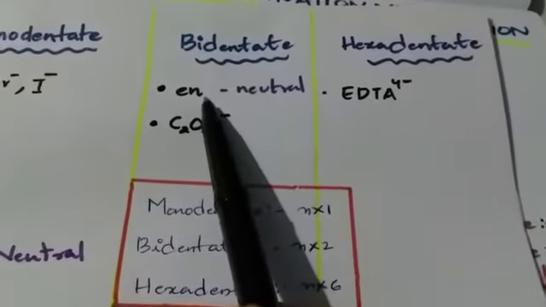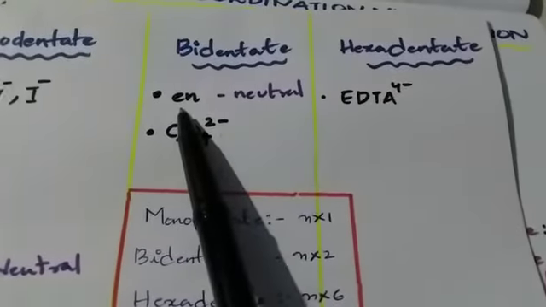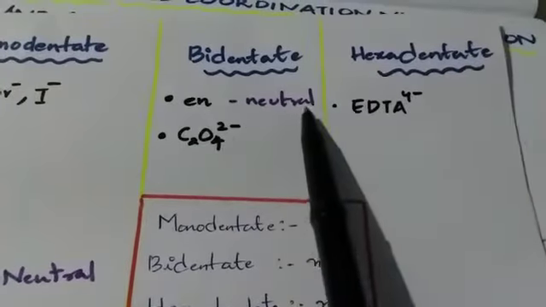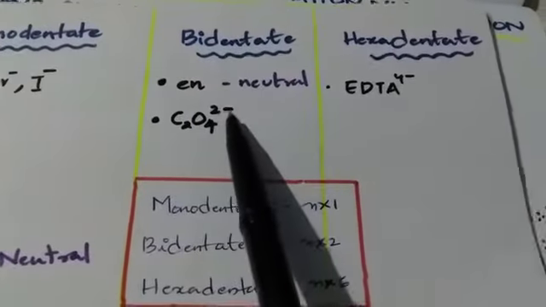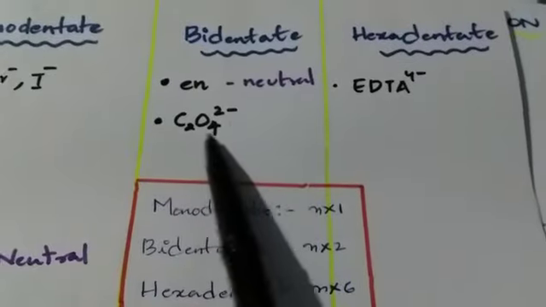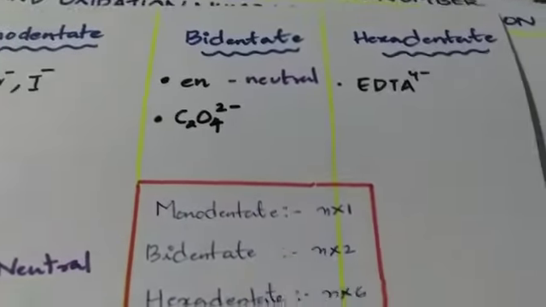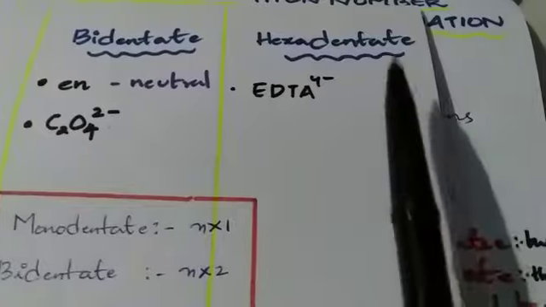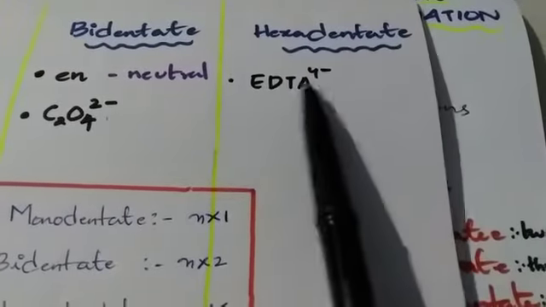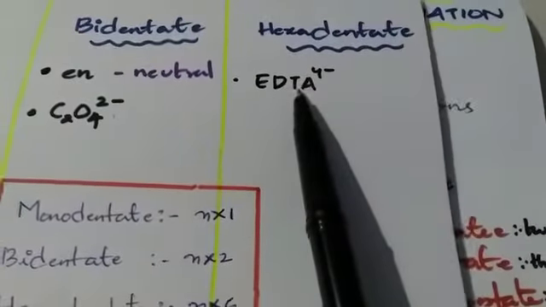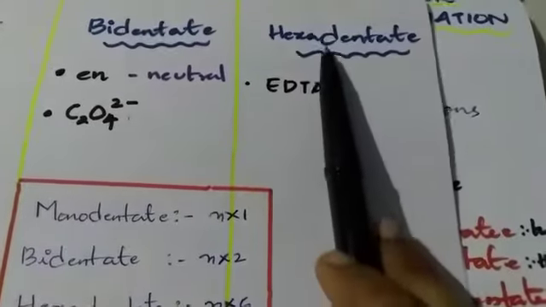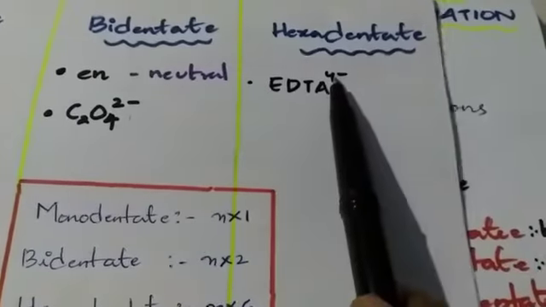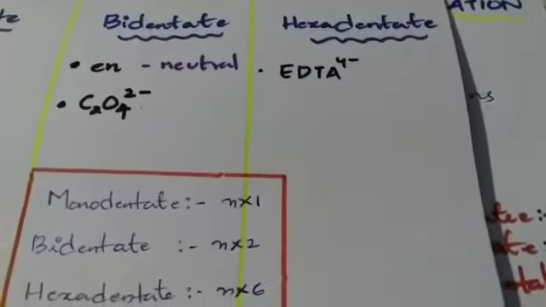This is the example of bidentate ligands: en and C2O4 2 minus. En is ethylene diamine. This is a neutral bidentate ligand, that is it has no charge. And C2O4 2 minus is oxalato, it has the charge -2. Now the example of hexadentate is EDTA4 minus, ethylene diamine tetraacetate 4 minus. It has 6 donor sites. It is hexadentate, and its charge is -4.